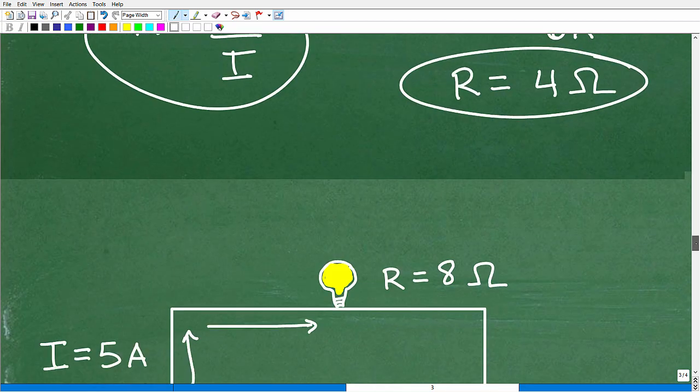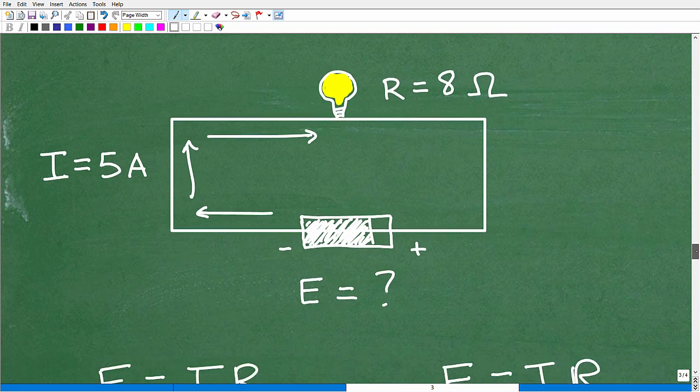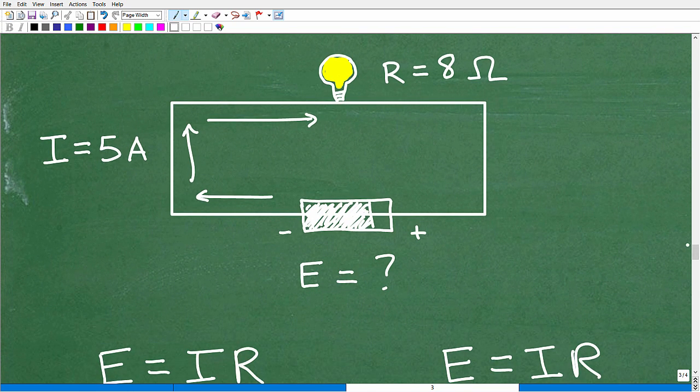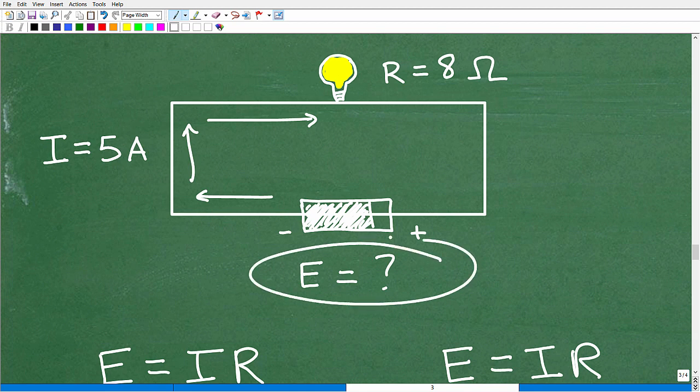Okay, let's wrap this up and do one last problem. So here's the situation. We have a circuit, we have a battery, but this time we don't know what the volts are. We know the current. The current of the circuit is 5 amps, and we know the resistance is 8 ohms. Again, the voltage, the current, and the resistance all work in harmony. They're all to be considered as one concept. One is going to affect the other.